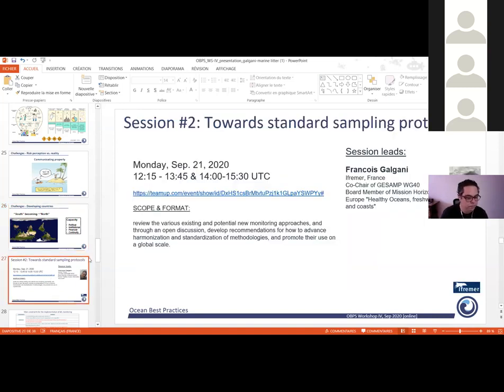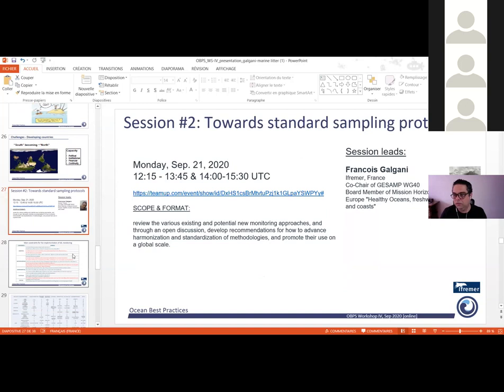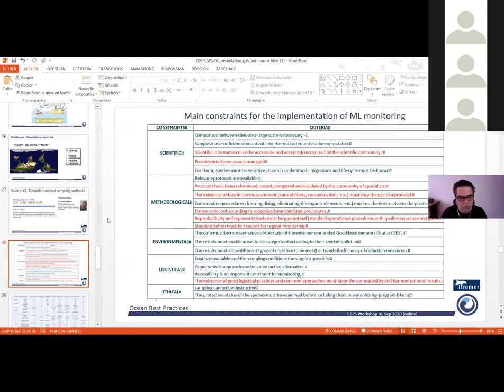So I thank you for having described all the different aspects of implementation and the different steps. What I will do now is to start the constraints and discuss more operationally the different indicators. So we have seen the different steps in terms of implementation.